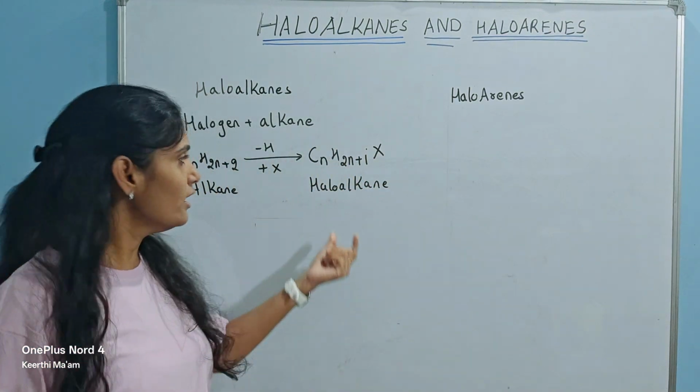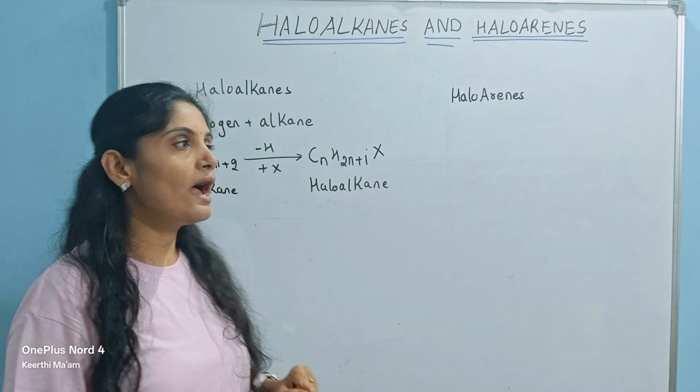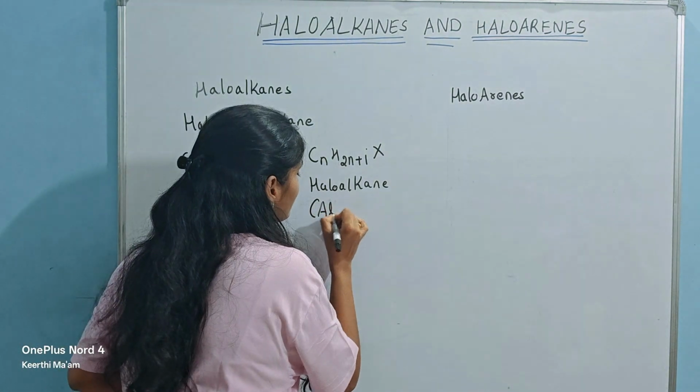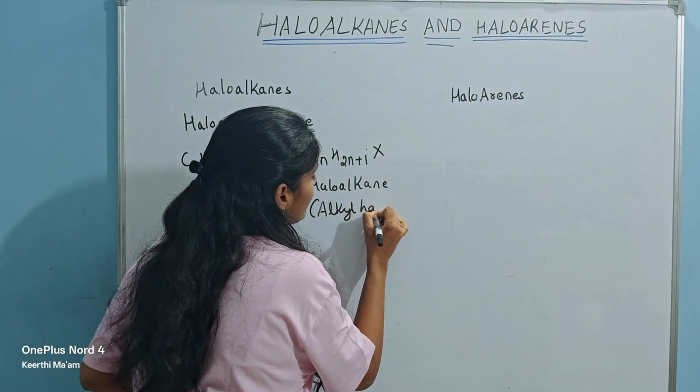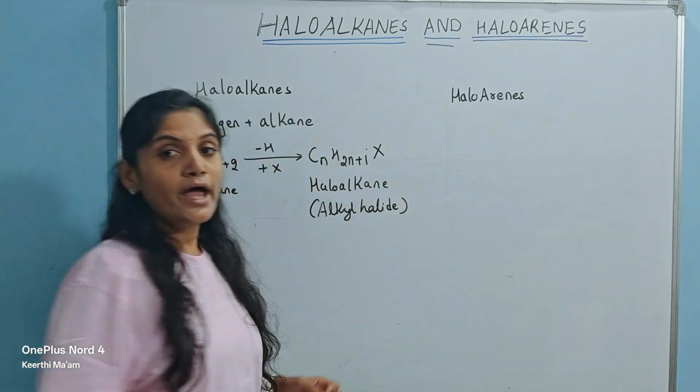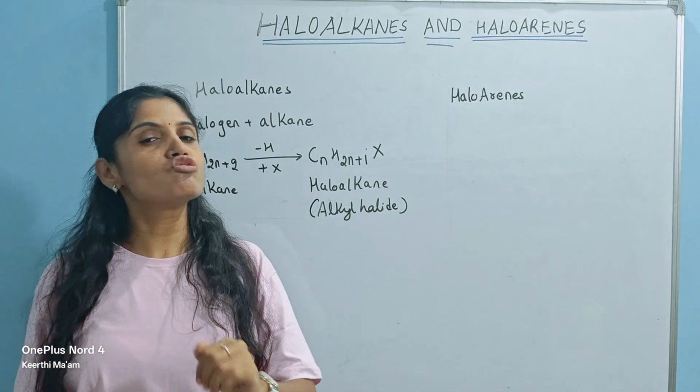So this is your alkane and this is your haloalkane. Clear? You can also call haloalkane as alkyl halide.